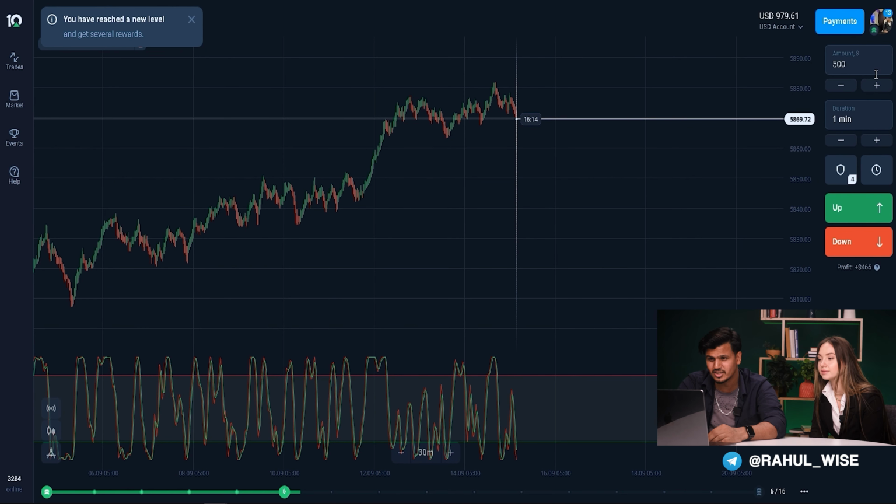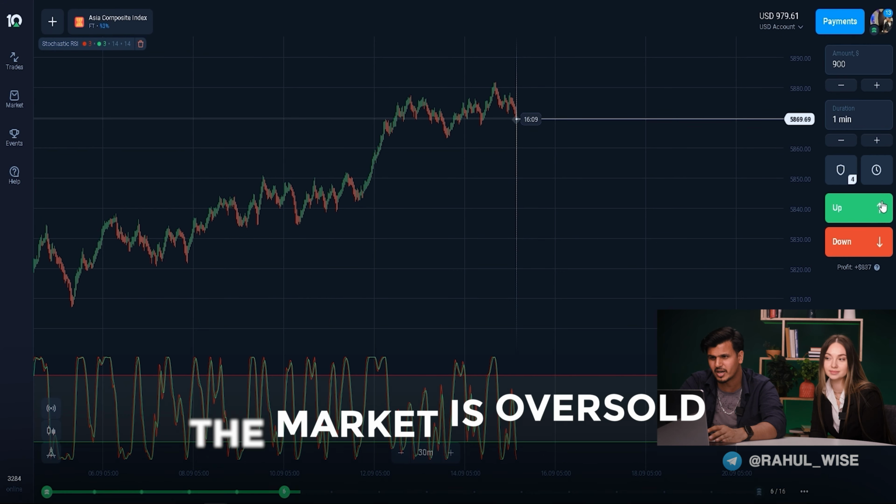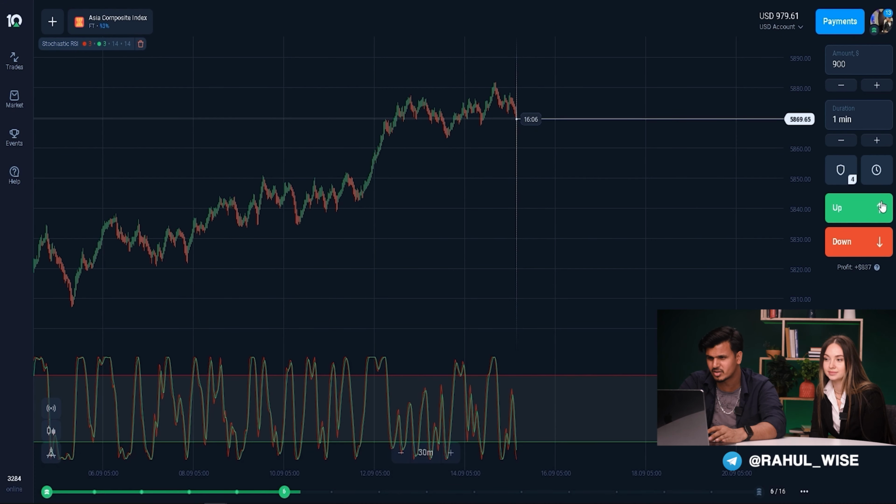So the chart has returned to the original position and the upward pullback begins again. As the indicator saw that the market is oversold, the candle also saw this trend. So I open a deal for an increase in the amount of $900.